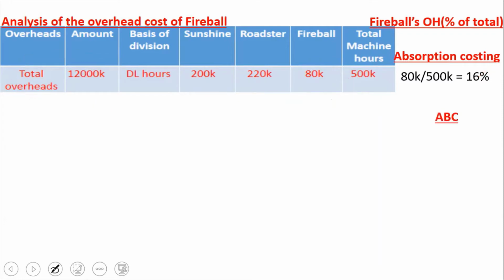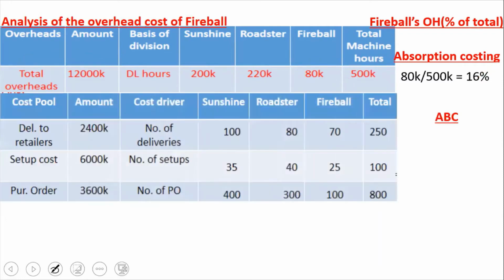Now coming to activity-based costing. So this is the calculation sheet. We had 3 cost pools. So we will see the cost pools one by one. So first one, the delivery cost to retailers. What is the share of Fireball? It is 70 out of 250. So what is the percentage? 70 by 250 gives 28% share for Fireball. So as far as the delivery cost to retailers is concerned, for ABC, there has been a jump from 16% to 28% when compared to absorption costing.